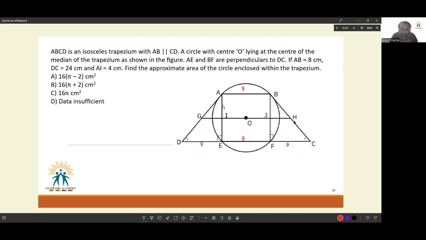And GH is the median to the oblique sides. So if AE is bisected by this line in the same ratio of 1:1, so if this is 4, this is also 4. Essentially, ABEF is a square of side 8. This is known. Wonderful. Then find the approximate area of the circle enclosed within the trapezium.